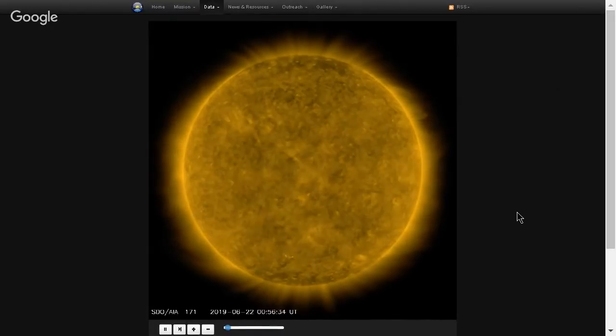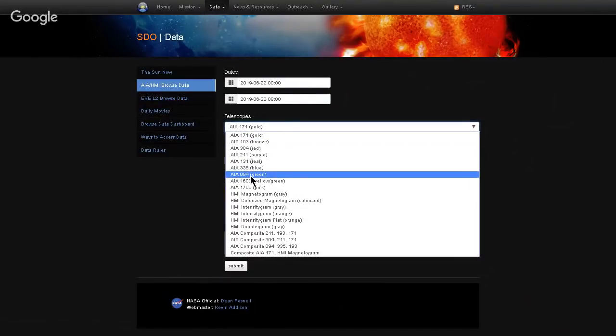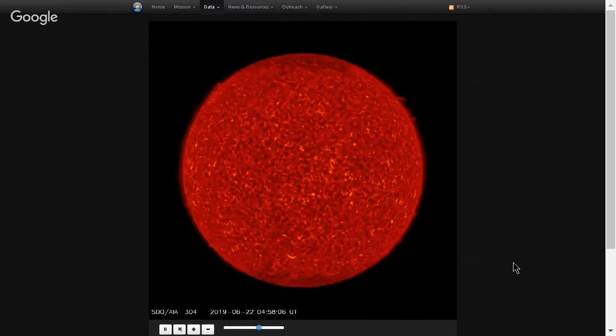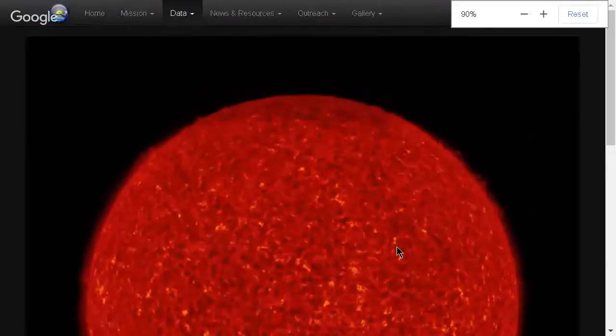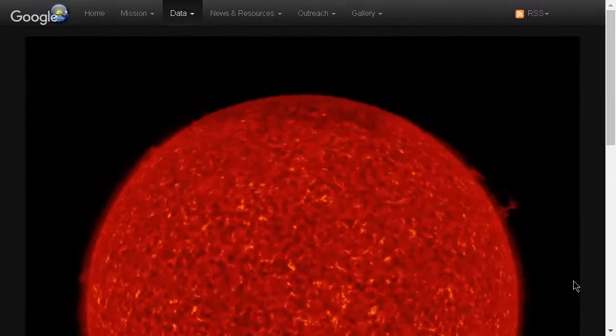Let's take a look at 304 real quick before we move on to cover a lot of other stuff. And so there's a 304 angstroms view. And we do see some filaments there. Pretty interesting dance going on there in the northwest. You'd call that a filament transfer there.